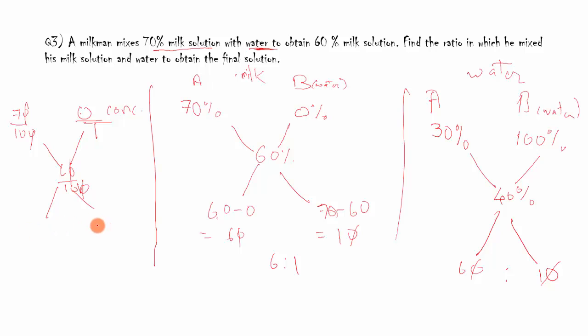So we have to find the ratio of these two values. To find that, we apply the rule of alligation: 7 by 10 minus 6 by 10, and here 6 by 10 minus 0. That is 1 by 10 is to 6 by 10. We cancel this and get 6 to 1 as the answer.